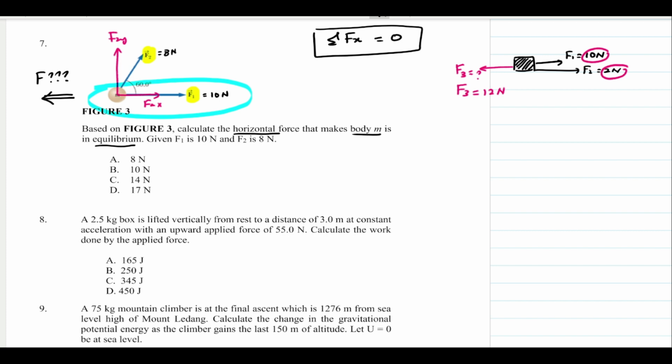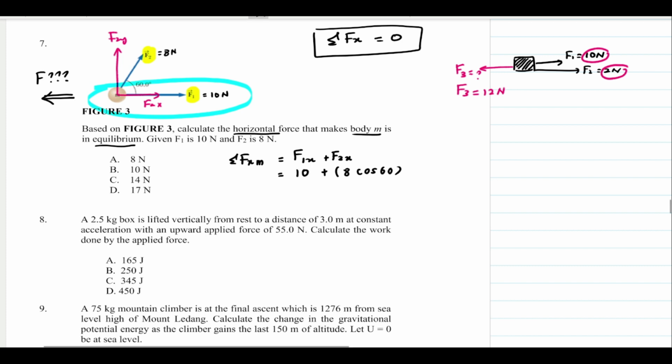Okay, that makes the body M in equilibrium. Okay, so sekarang saya akan kira untuk body M ni, total Fx untuk M is equal to F1x plus F2x. So F1x senang saja, 10 Newton, tak perlu resolve. But F2x you kena kira, iaitu 8 cos 60 degree.